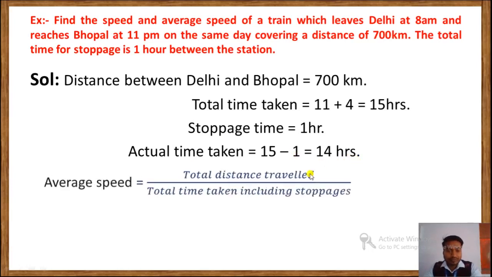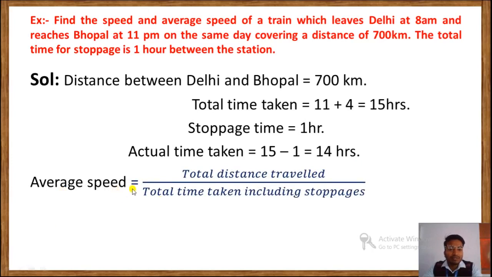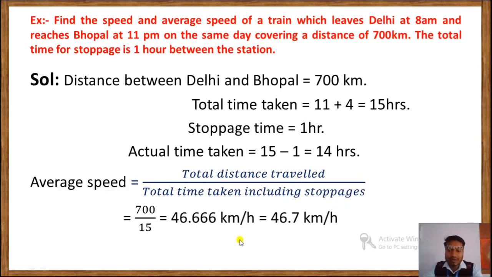Now average speed equals total distance traveled divided by total time taken including stoppage. This is average speed. So total distance we have 700 and total time here we got 15 hour. So when we divide we'll get 46.66 kilometer per hour. This we can write as 46.7 kilometer per hour.